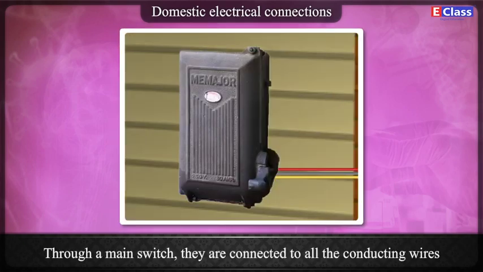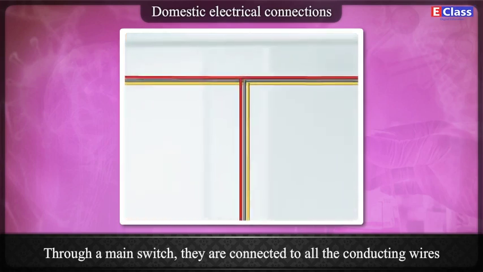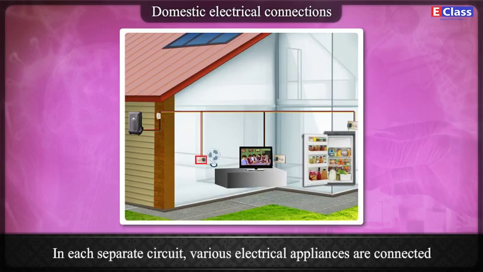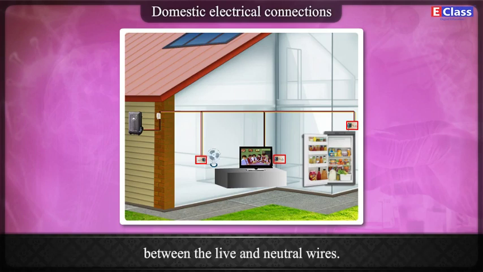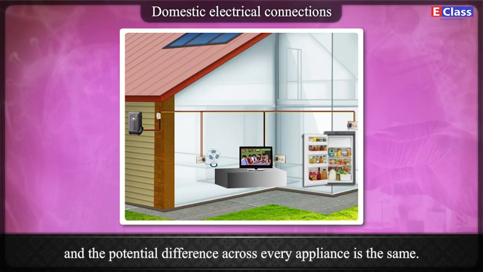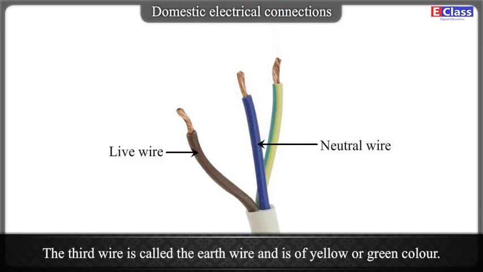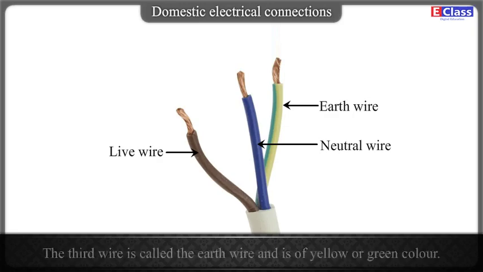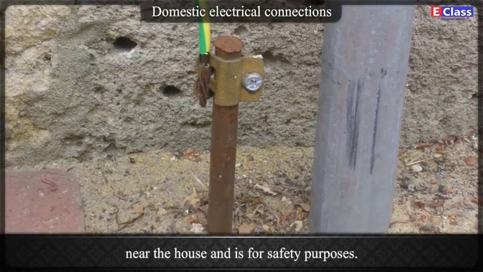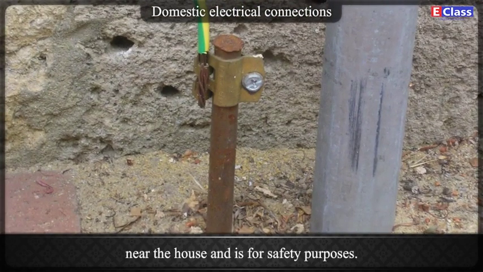Through a main switch, they are connected to all the conducting wires inside the home so as to provide electricity to every room. In each separate circuit, various electrical appliances are connected between the live and neutral wires. The different appliances are connected in parallel and the potential difference across every appliance is the same. The third wire is called the earth wire and is of yellow or green color. This is connected to a metal plate buried deep underground near the house and is for safety purposes.